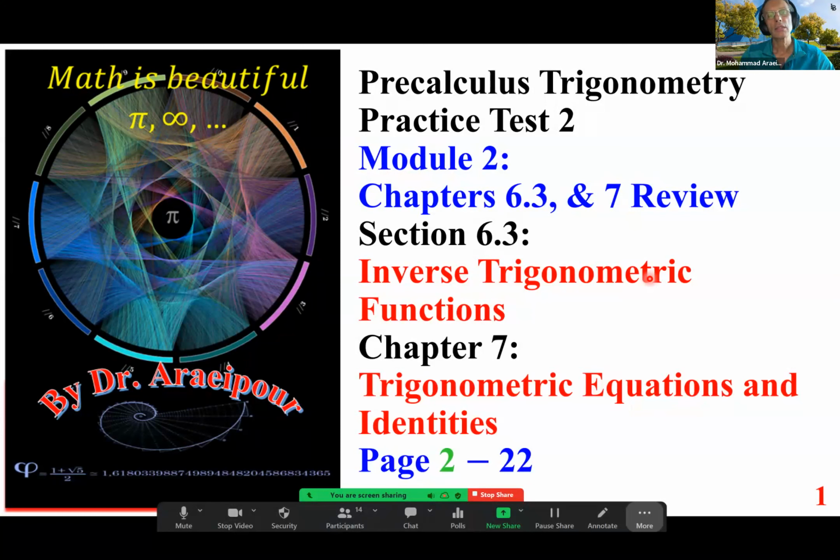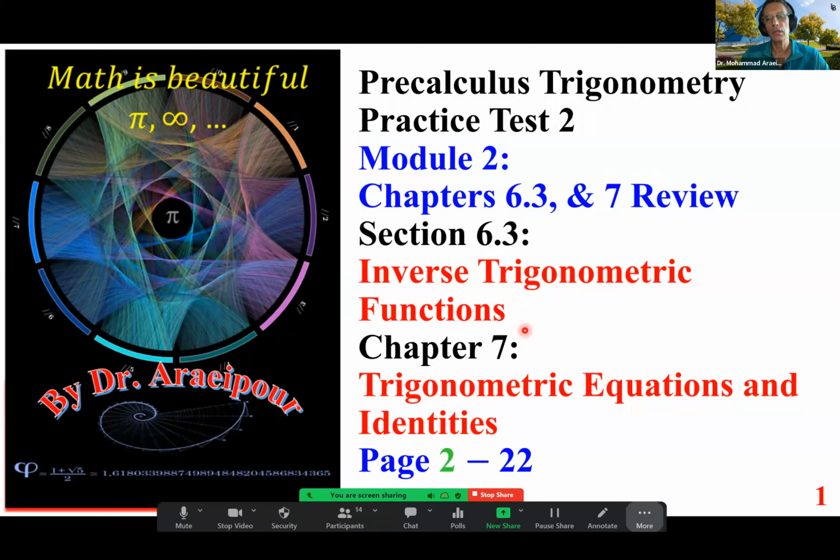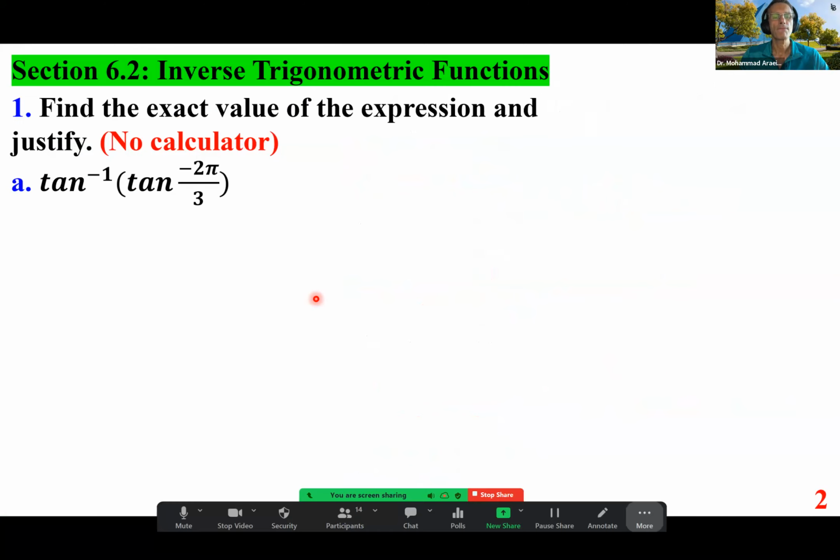Good morning, class. We are looking at practice test number 2 for the trigonometry, module 2, covering chapters section 6.3 to 7, inverse trigonometric functions and trigonometric equations and identities. Find the exact value of the expression and justify your answer.